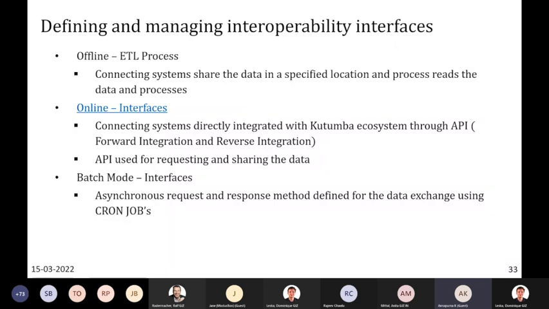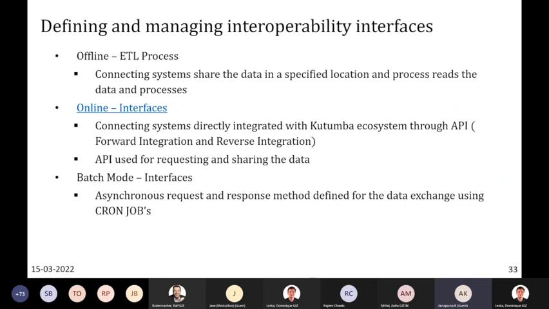Interoperability interfaces are mainly three in Kutumba. We have an offline ETL process which connects systems to share the data. The departments share the data in a specified location, and the process is run on this to read the data and then process. We have an online interface mechanism where connecting systems are directly integrated through API, that is both forward and reverse integration, and we use this API mode for sharing data. The third mode is batch mode, that is an asynchronous request and response method we have currently used for this education data.